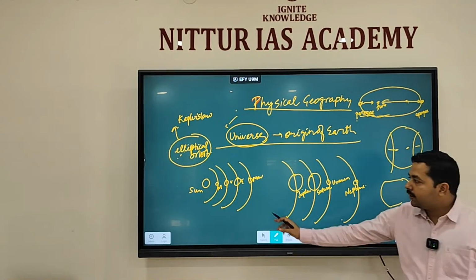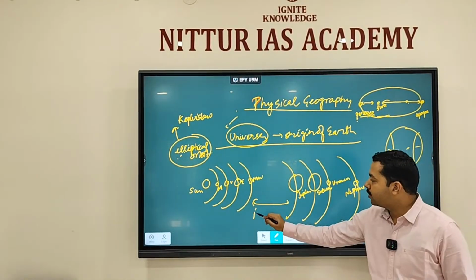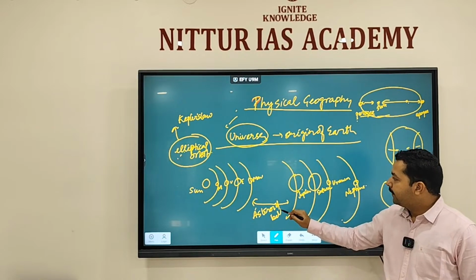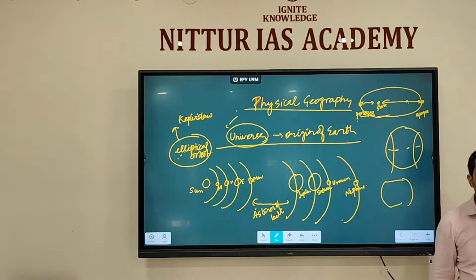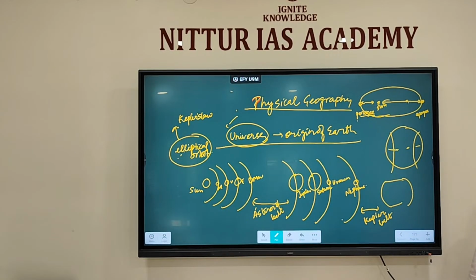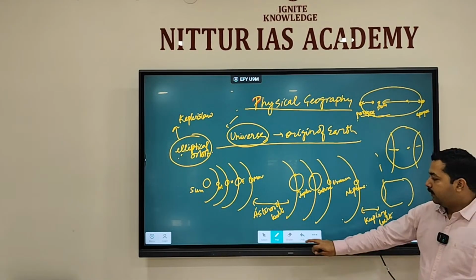Now this belt that you have is referred to as what? Asteroid belt. So the belt between Mars and Jupiter is referred to as the asteroid belt. And the belt beyond Neptune is referred to as the Kuiper belt. Clear? The belt beyond Neptune is referred to as the Kuiper belt. So this particular part is the Kuiper belt. Clear?